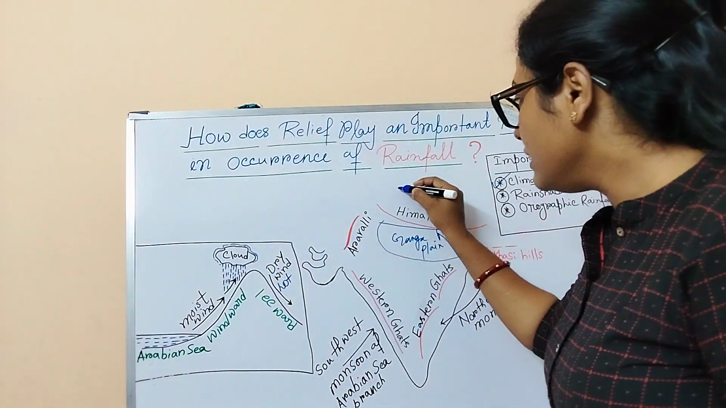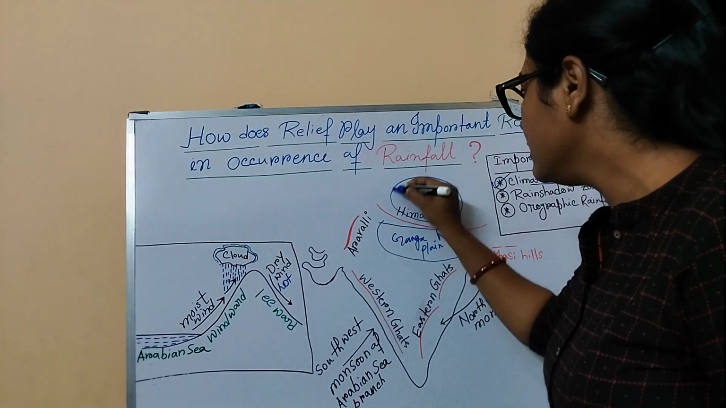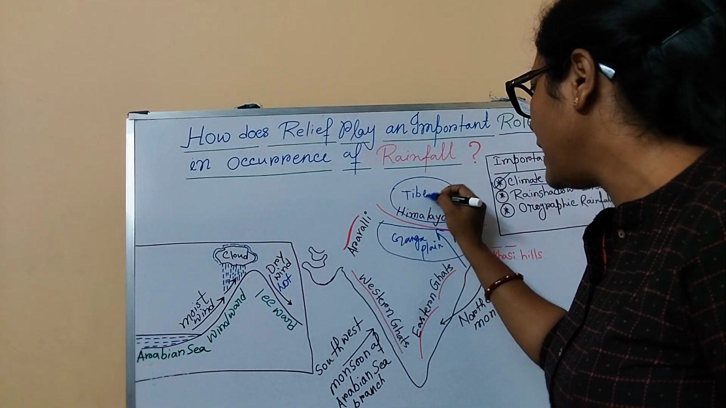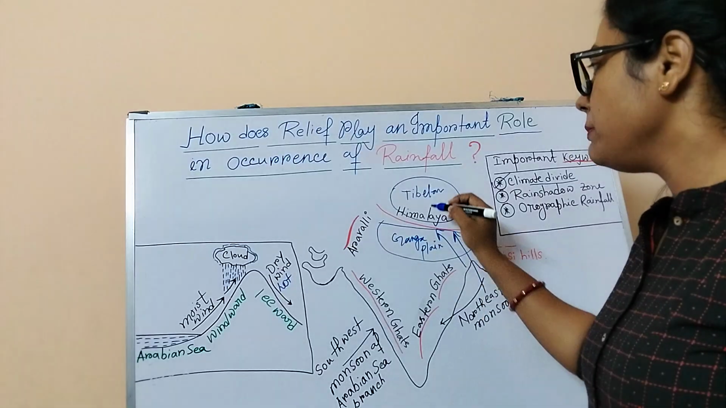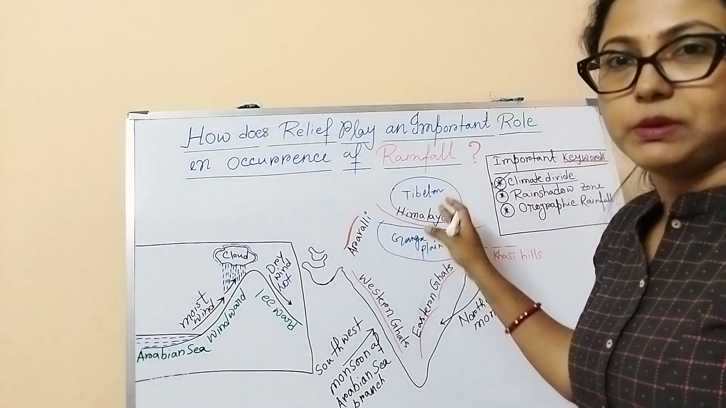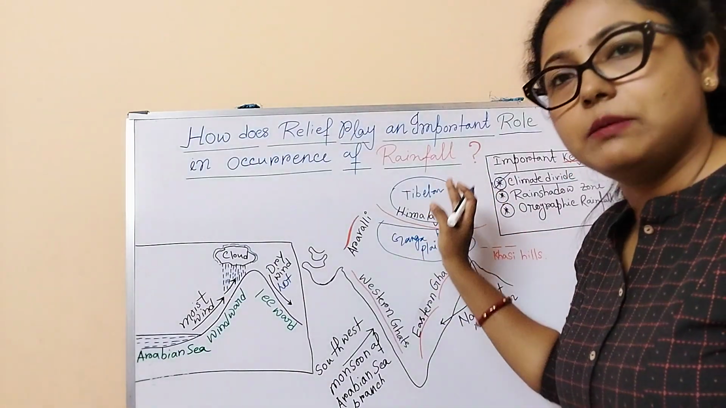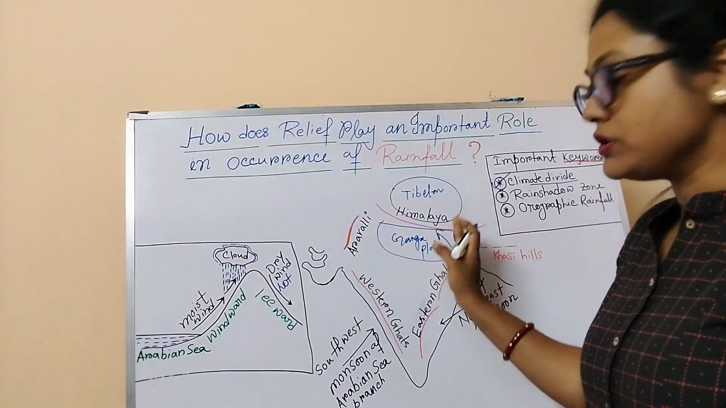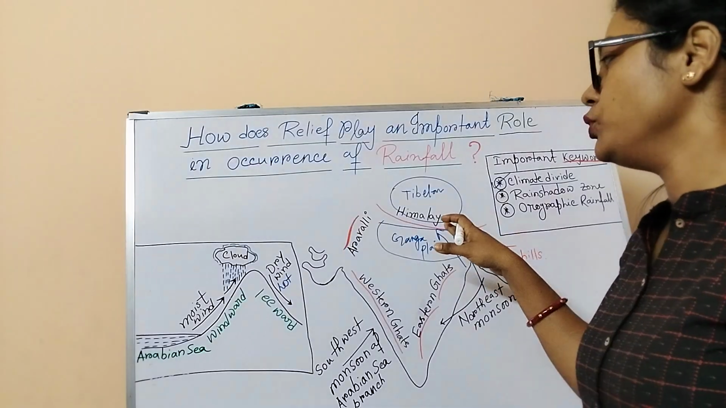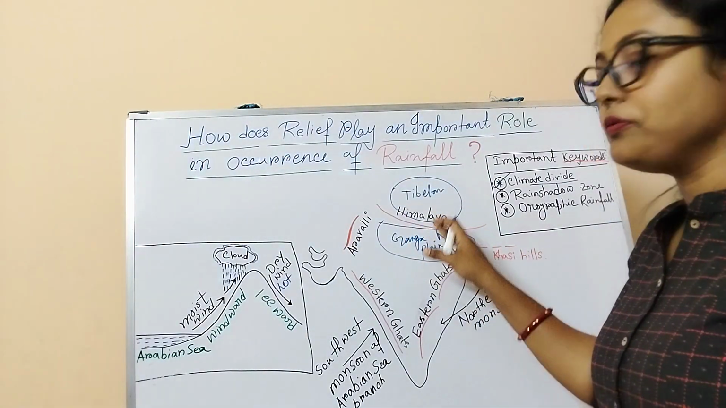But in the leeward side, who is situated? In the leeward side, the Tibetan plateau is situated. So Tibetan plateau remains dry because it is situated in the rain shadow region of Himalaya. Understood? So in this way, Himalaya controls the rainfall pattern of India.